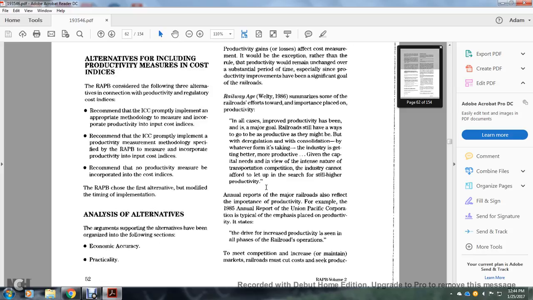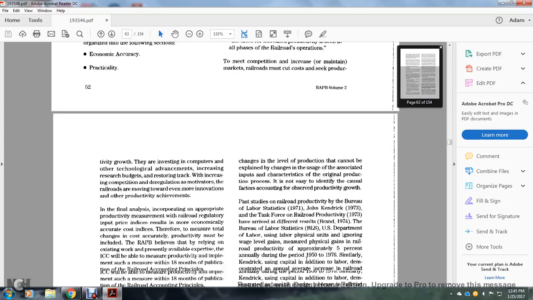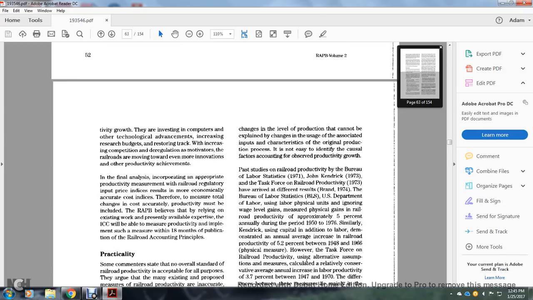still higher productivity. Annual reports for the major railroads reflect the importance of productivity. For example, the 1985 annual report of the Union Pacific Corporation is typical of the emphasis placed on productivity, and states the drive for increased productivity in all phases of the railroad operations to meet the competition, to increase or maintain the market, but railroads must be constantly seeking productivity growth. They are investing in computers, other technology advancement, increasing the research budget and the restoring of the track, and with increasing competition, deregulation, and motivators, the railroads are moving toward even more innovations and productivity achievements.